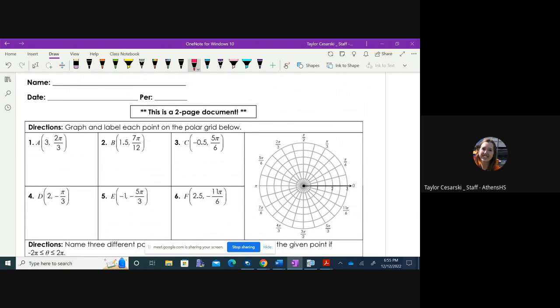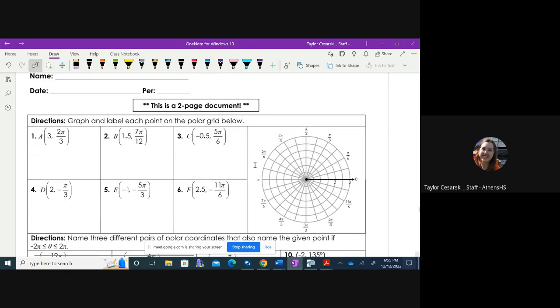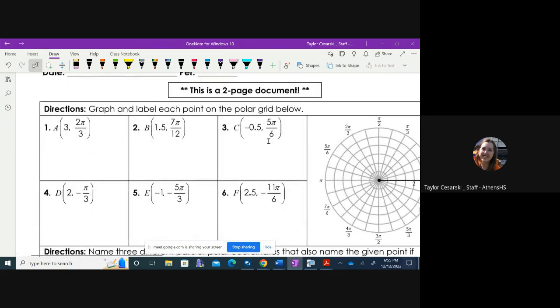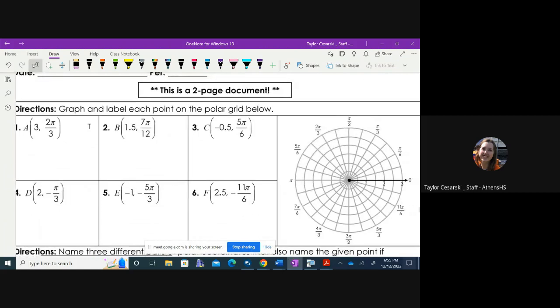Okay, so let's start with A. Let's do 3 of them. So A is (3, 2 pi over 3). So the biggest thing with polar coordinates is this part first will give you the angle. So 2 pi over 3. What you want to think about is you're looking at 2 pi over 3 and you're taking 3 steps towards that angle. So I'm always starting at the pole.